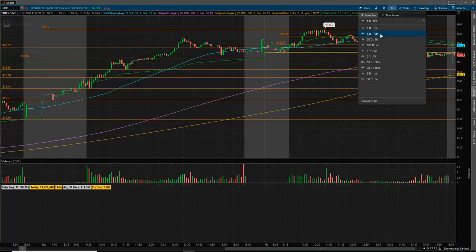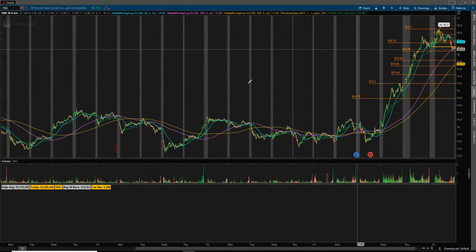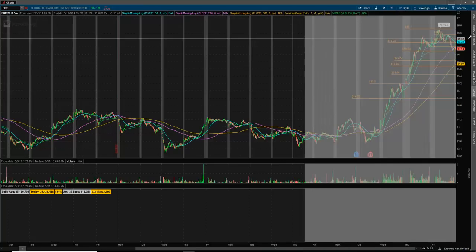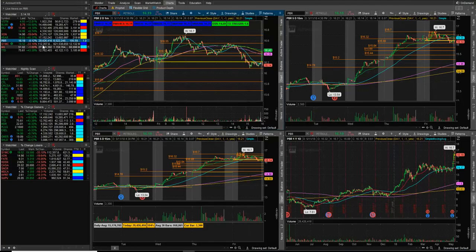That's why it's important to look at a bigger time frame too, just to make sure where the stock has been and all that good stuff. So that's what I'm looking at for Monday in terms of PBR.